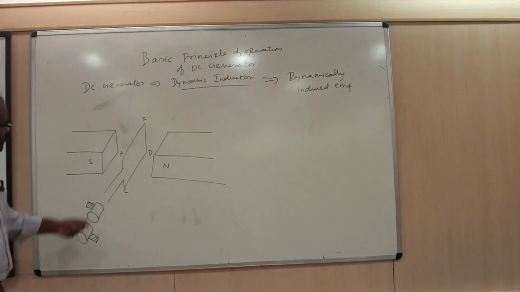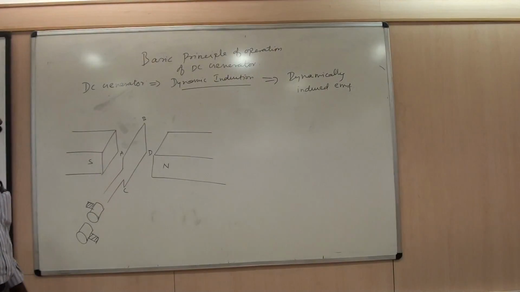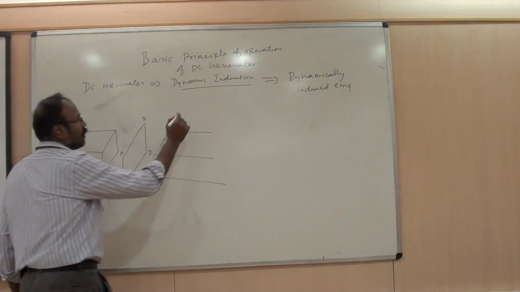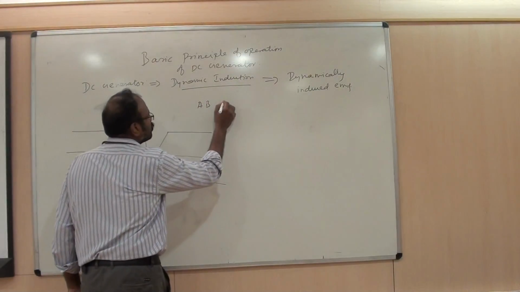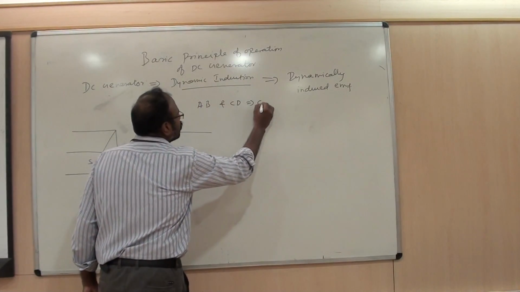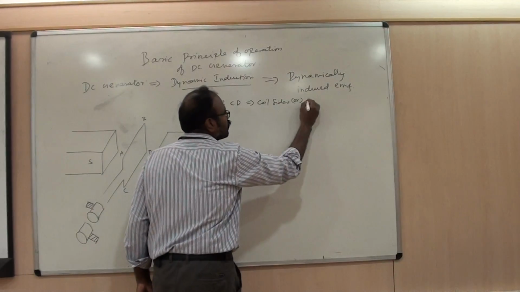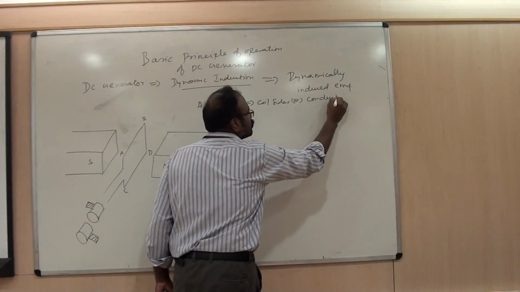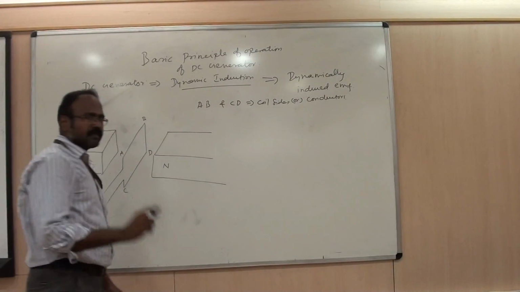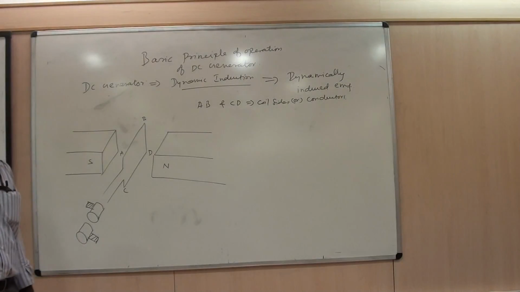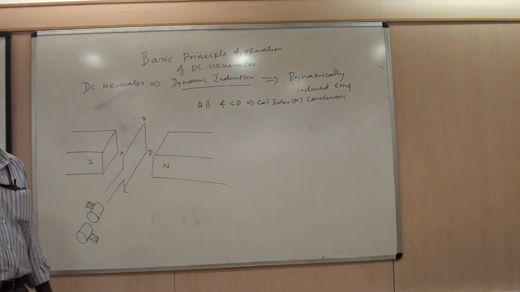So here in the rectangular loop, another important point which I want to stress is that AB and CD are called coil sides. These are all called coil sides, or we can call them conductors. So it is clear that for one single loop there are two conductors. AB and CD are the conductors where the useful EMF will be induced.